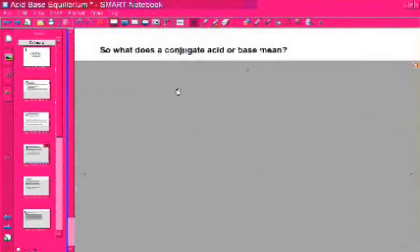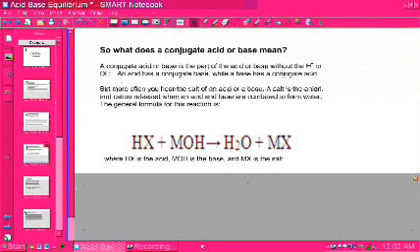So what does a conjugate acid or base mean? A conjugate acid or base is the part of the acid or base without the H+ or OH-. An acid has a conjugate base, while a base has a conjugate acid. The stability of this conjugate acid or base determines the strength of the base or acid, respectively.